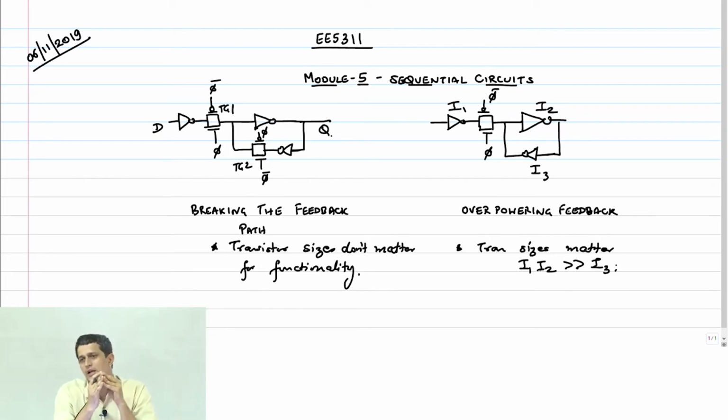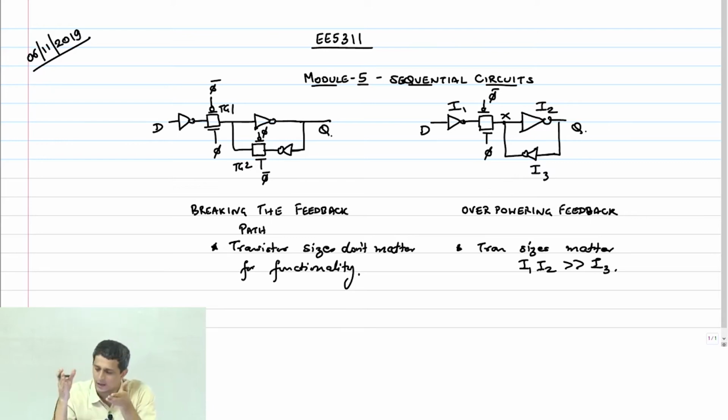Because the node X will be in contention between I1 and I3 when you're trying to overwrite a data. This is D, Q. So if you want the node X to flip, then I1 must win under all process conditions, and therefore I1 must be much larger than I3. The reason I'm saying I2 must also be larger is when I cascade these latches and make a flop, then I2 becomes like I1 for the next stage.